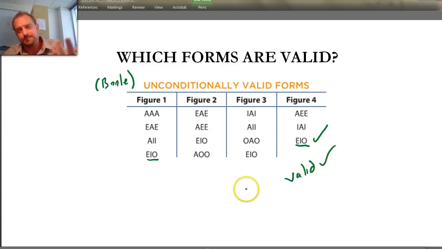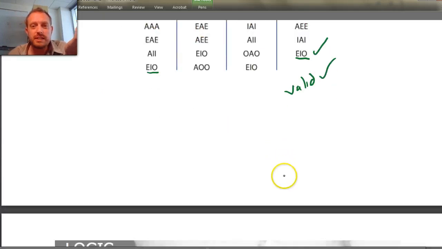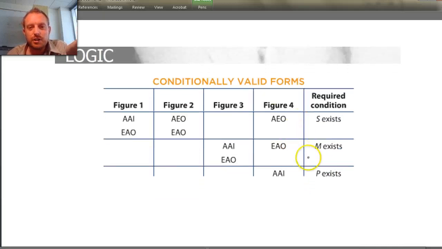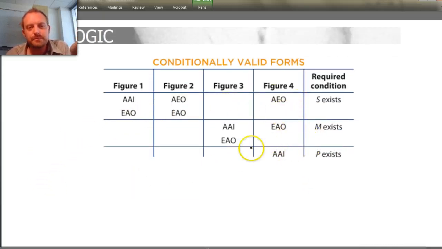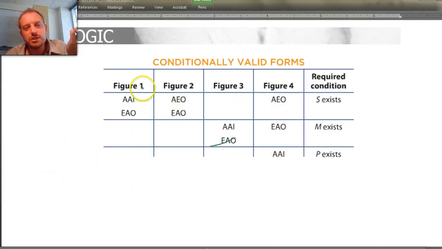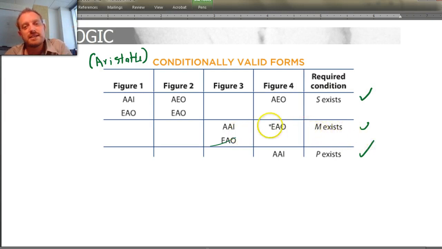Okay, now remember there's also conditional validity, and you can also look it up here, right? First, I guess the obvious thing is to start with the figure and then move your way down. Now, because conditional validity refers to the Aristotelian perspective of the existential fallacy, that means that in order for these things to be valid, we have to say that S, M, and P actually exist, whatever it is that those things are supposed to be.